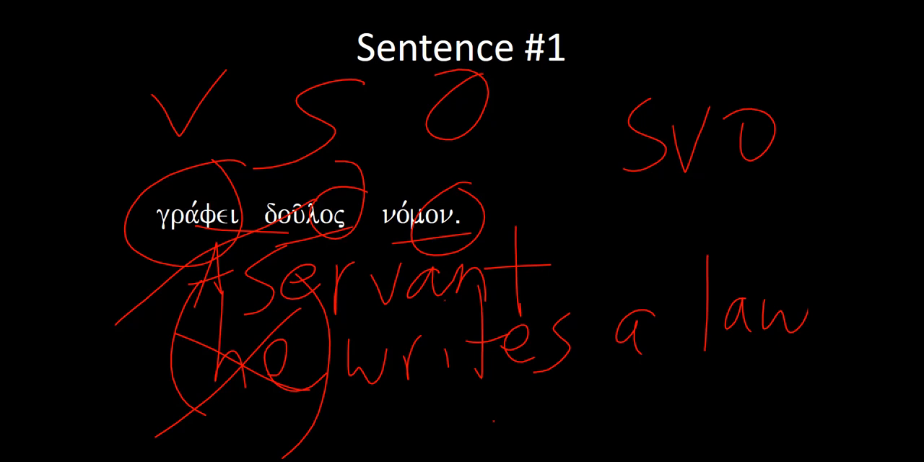You could also translate the word doulos as a slave. You could also translate, instead of writes, you could say is writing. So a servant or a slave is writing a law. Now, if we just put this into regular Greek word order, he writes, servant, a law, you would jumble up the entire meaning of the whole sentence. So let's follow this strategy. Find a verb, find a nominative subject, find an accusative direct object or a predicate nominative, then do the rest of the sentence.